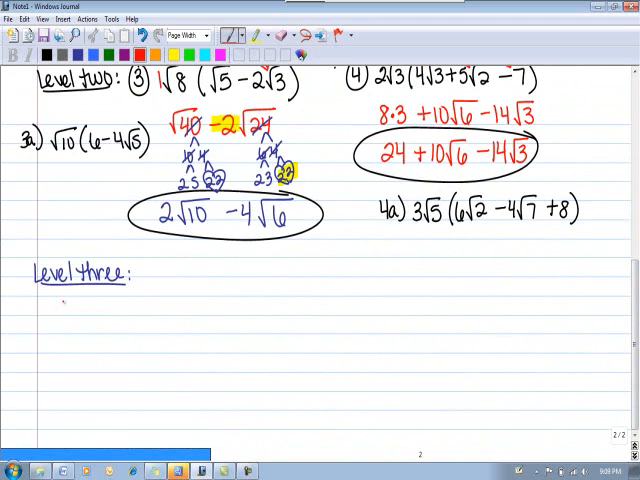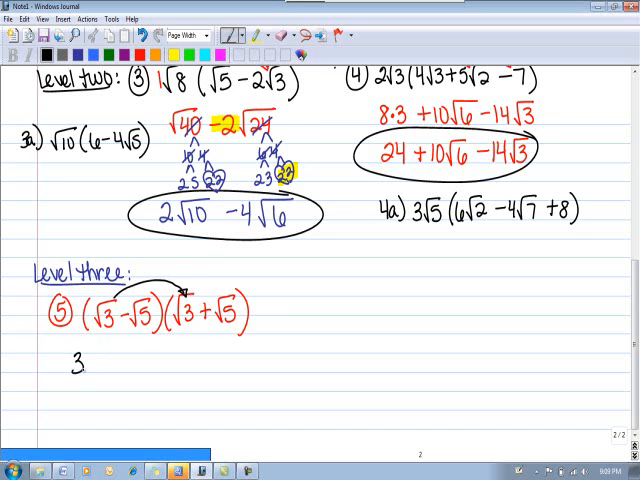So question number 5, let's do radical 3 minus radical 5 times radical 3 plus radical 5. Okay, now in this problem we want to make sure that we distribute both terms in the first set of parentheses to both terms in the second set of parentheses. So I'm going to do radical 3 times radical 3. And that is just 3, because the square root of 3 times the square root of 3 is the square root of 9, which is 3.